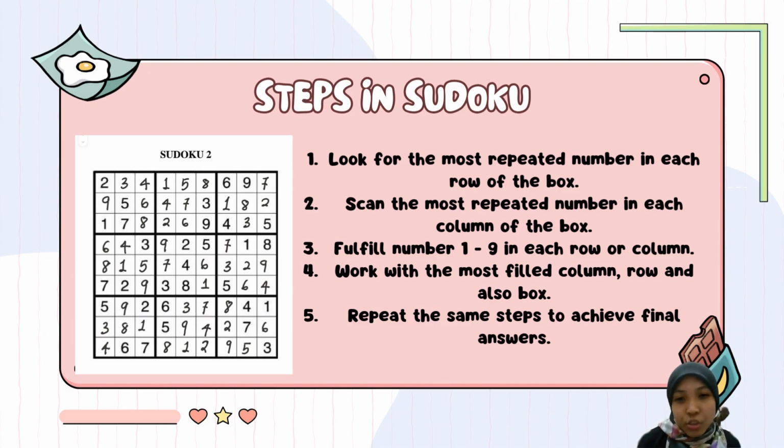So actually in Sudoku, you need to look for the most repeated number in each row of the box, scan the most repeated number in each column of the box, fulfill the numbers 1 until 9 in each row or column, and work with the most filled column, row, and also box. Lastly, you repeat the same step to achieve your final answers.